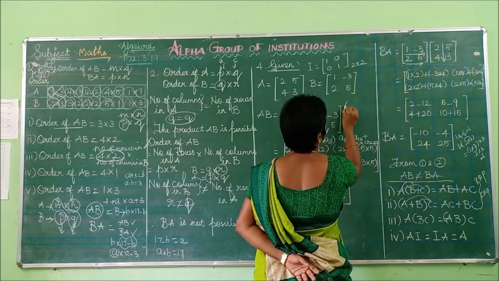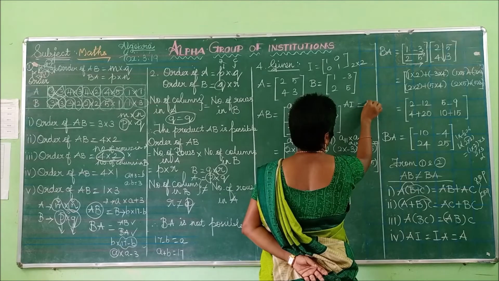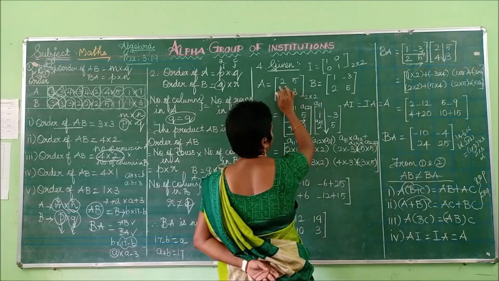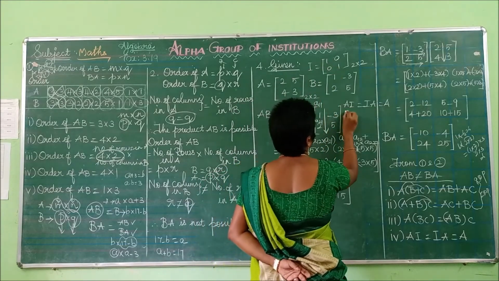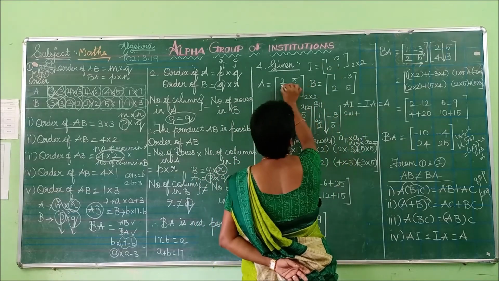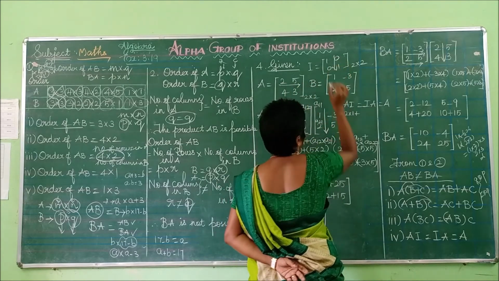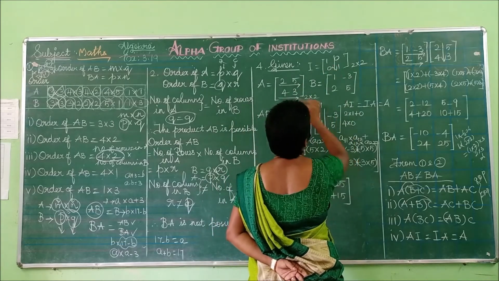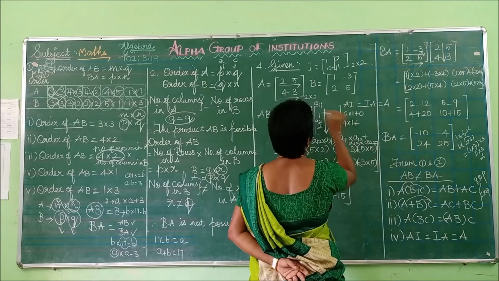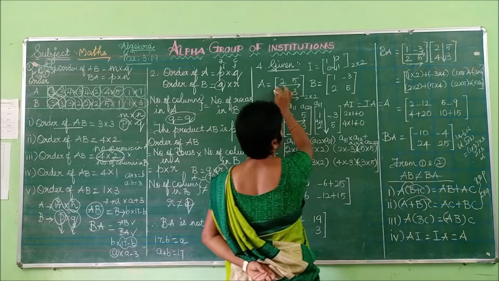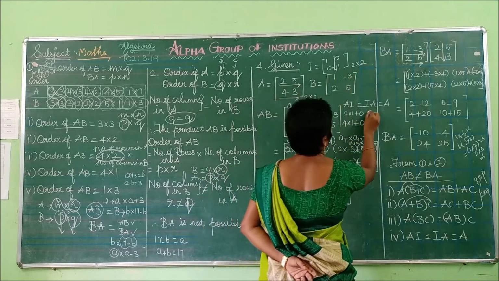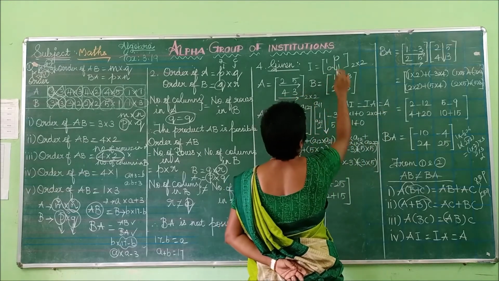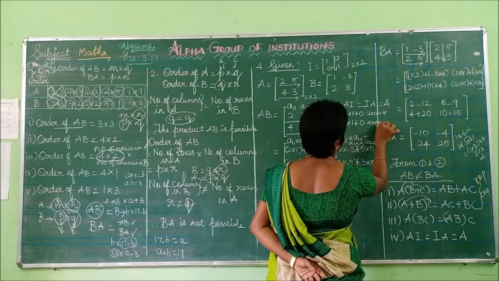If you multiply both these, AI, which is also IA, is again A. Let's multiply here. 2 into 1 plus 5 into 0, first row, first column. Then second row, first column: 4 into 1 plus 3 into 0. Then first row, second column: 2 into 0 plus 5. Next, 4 into 0 plus 3.